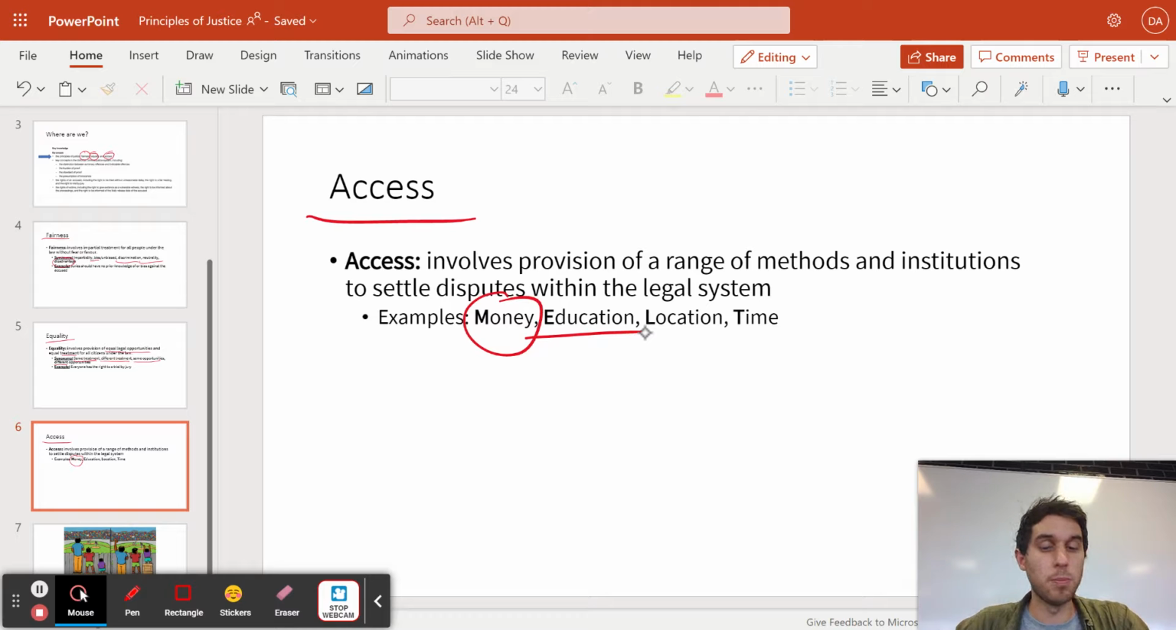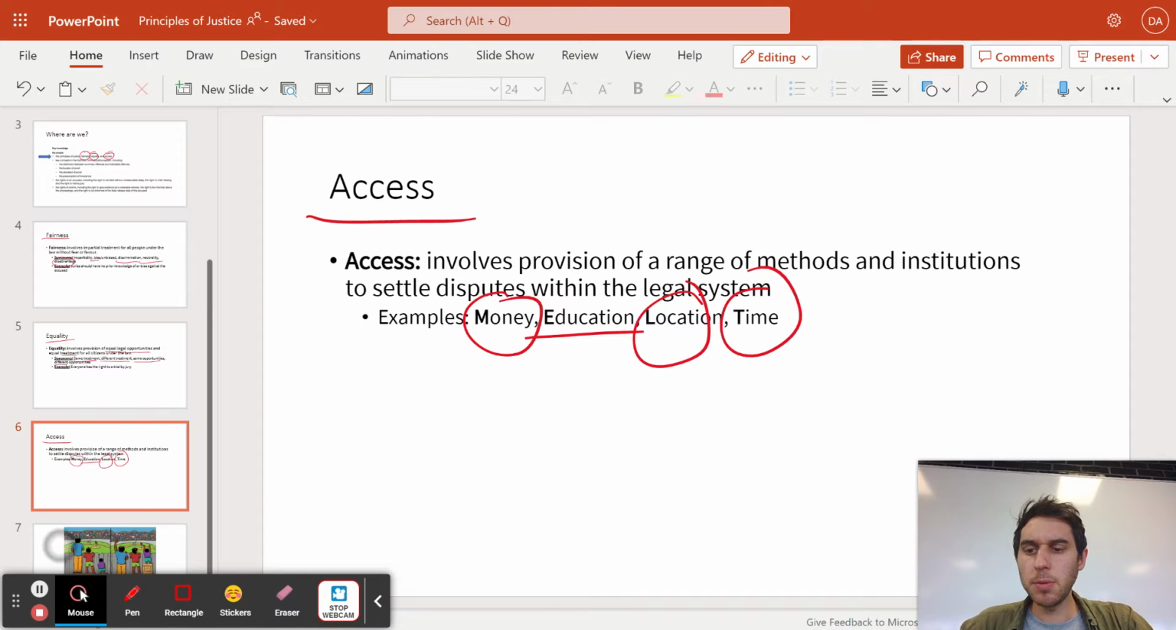Same with education. The more you know about the legal system, the more confident you'll feel using it. The less you know, the more scared you'll be, and the less likely you are to want to use our legal system. Location: if you live really far away from the closest physical courtroom and it takes you hours to travel there by car, you may not want to get involved in a case. And same thing with time. We know that legal cases can take a lot of time, that can really stress people out, and that might make them not want to use our legal system. All these things are factors that make the legal system harder or easier to use, and that's access.